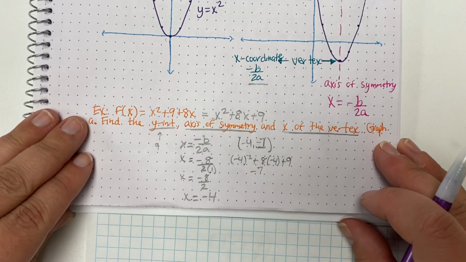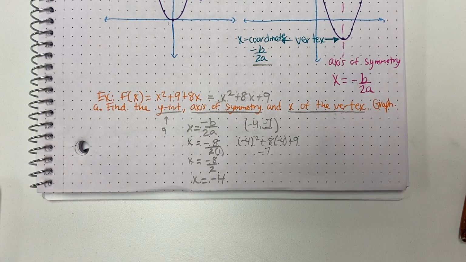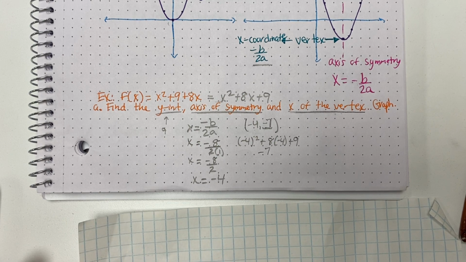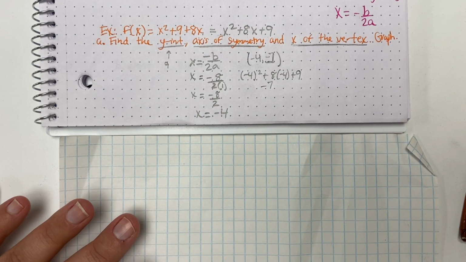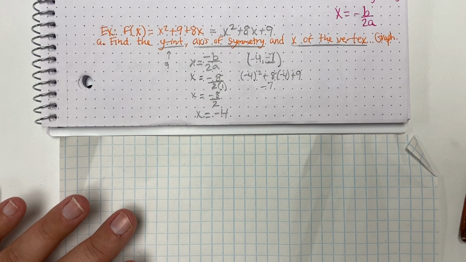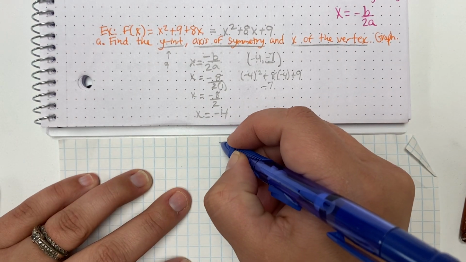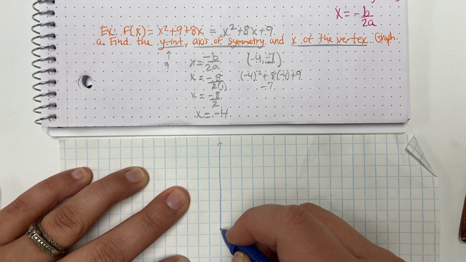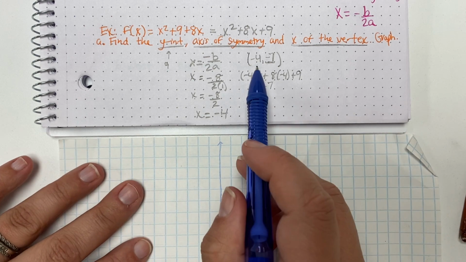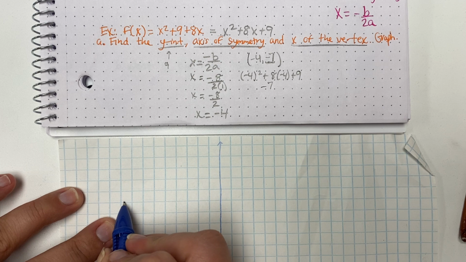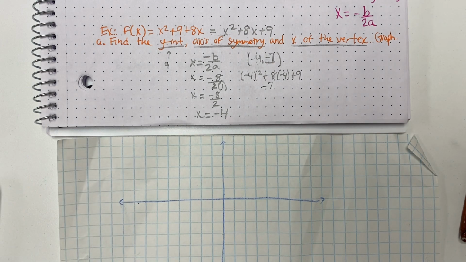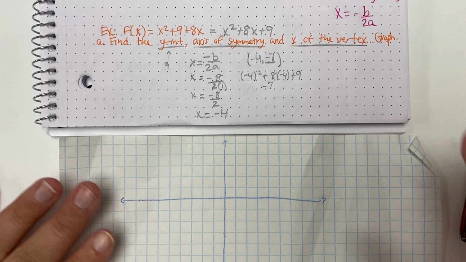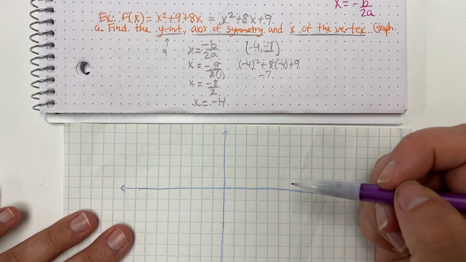I don't quite have enough room on this piece of paper, so I'm going to add it to the bottom of this piece of paper here. I'm going to make myself a coordinate plane. Got -4, -7. I gotta leave myself plenty of room there. Okay, so I got a coordinate plane here. And I gotta graph my information.